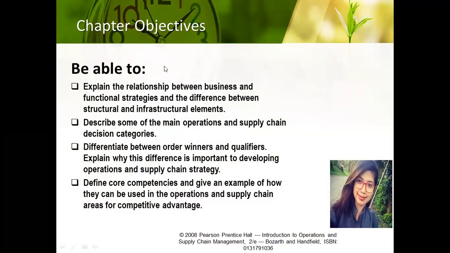For the chapter objectives, be able to explain the relationship between business and functional strategies and between structural and infrastructural elements, and then describe some of the main operations and supply chain decision categories, differentiate between order winners and qualifiers, and explain why this difference is important to developing operations and supply chain strategy, then define core competencies and give an example of how they can be used in the operations and supply chain areas for competitive advantage.